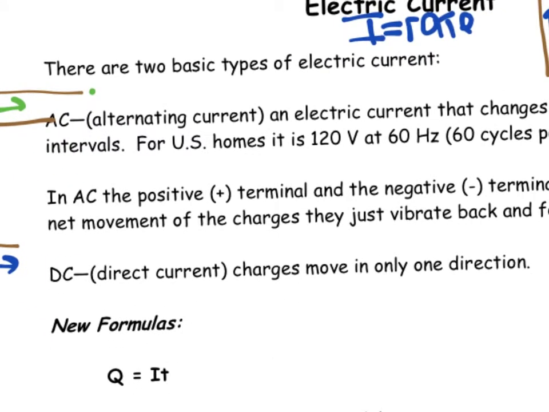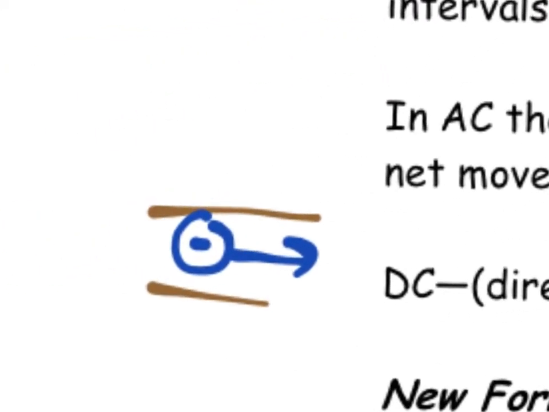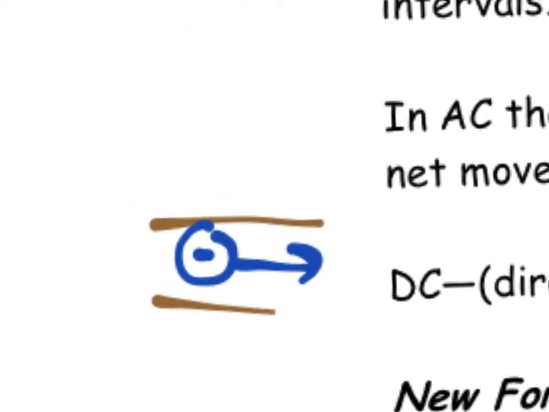You also have direct current. In direct current, the charges only move in one direction. Think about a battery in this case. So electrons will only flow in one direction. That's why eventually batteries will run out of electricity.